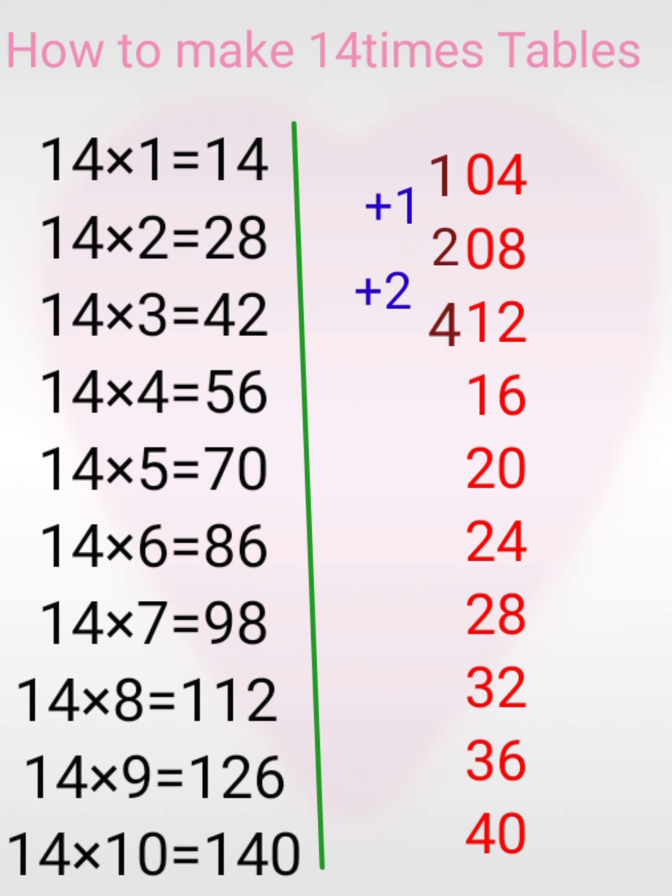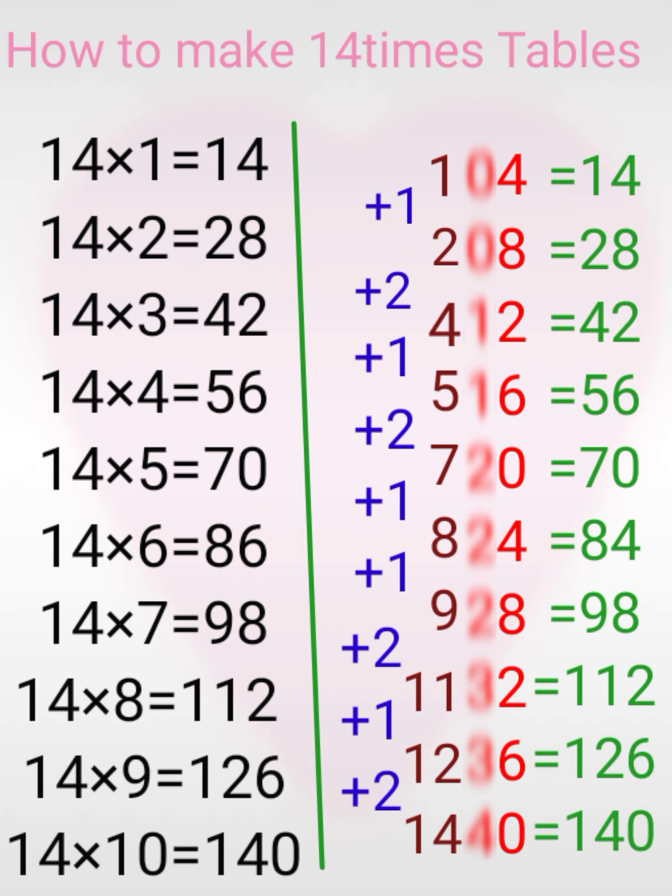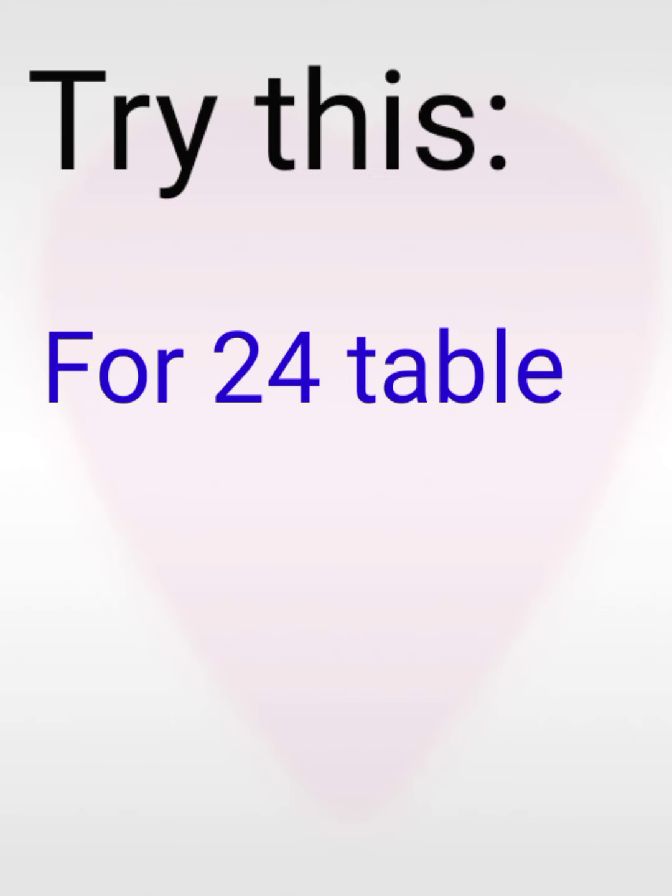Continue this process to the 6th place, and at the 7th place add 1 to the 6th place and write 9 as the 7th digit, and continue the previous pattern up to the last digit. Now remove the digit that is at the 10th place of the 4 table and see the complete table of 14. Now you try the same for 24.